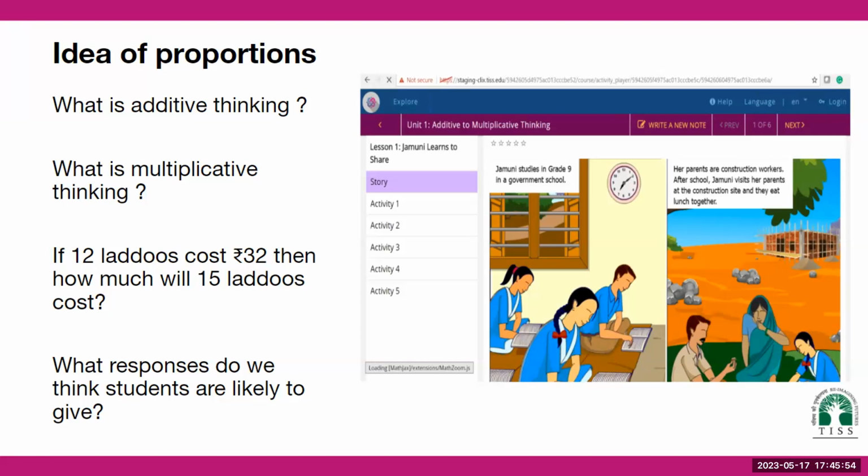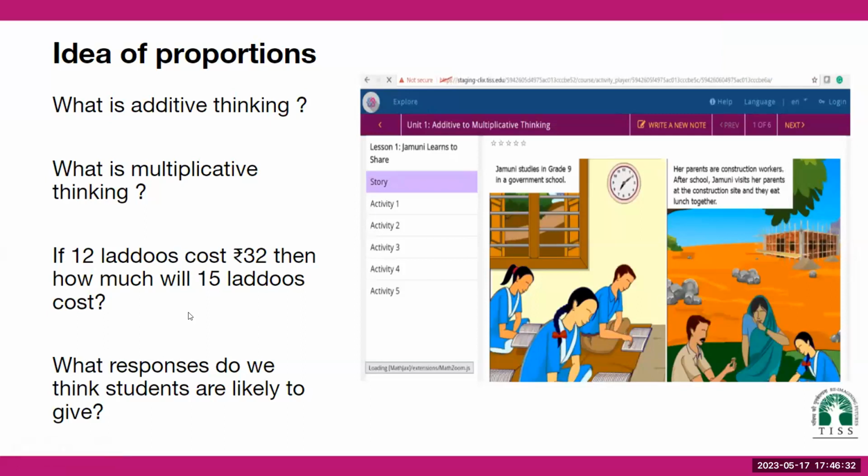Now I have another question here for all of you to think about, and this is there in the course also. If 12 laddus cost rupees 32, then how much will 15 laddus cost? Just quietly think about how you will do this. Suppose you don't have pen and paper, how will you do it? After a moment, I will ask for responses. While you are doing it, you should also think about how students will respond to this.